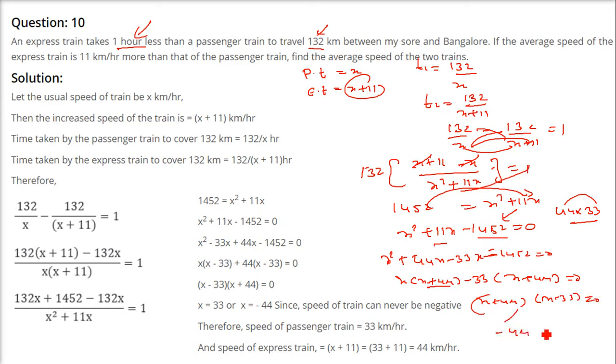This gives me minus 44, this gives me 33. I can take this because this is negative. So 33 is the speed of the passenger train. So what will be the speed of express train? 33 plus 11 is 44. So we have the passenger train speed is 33 and speed of express train is 44.